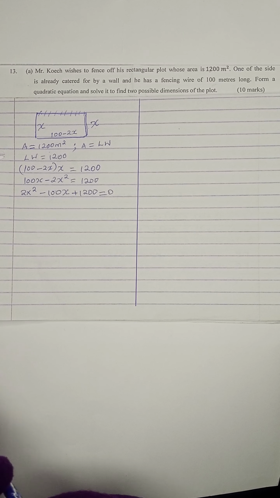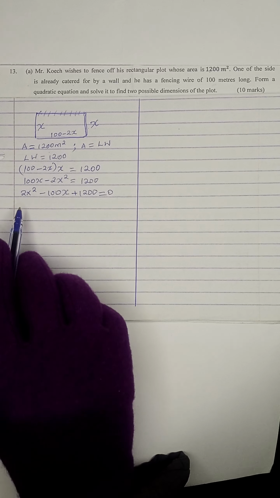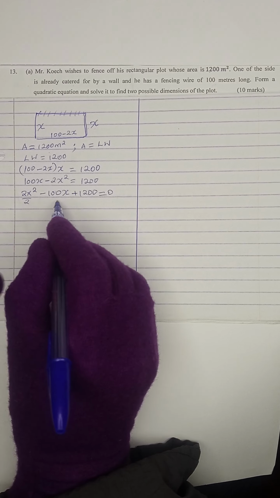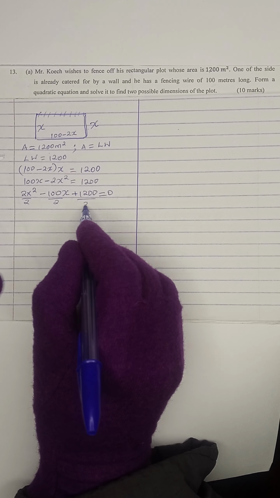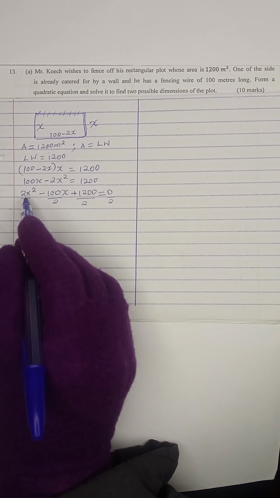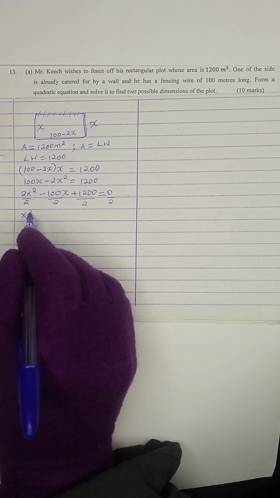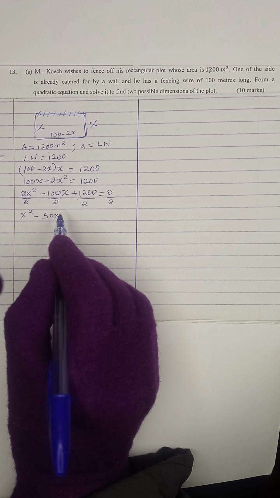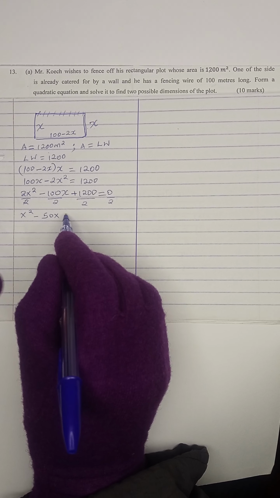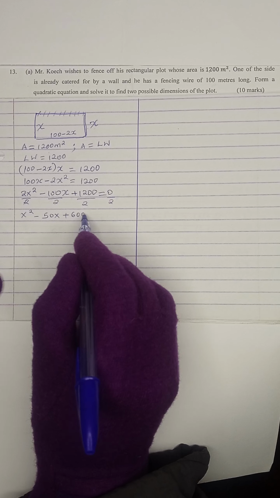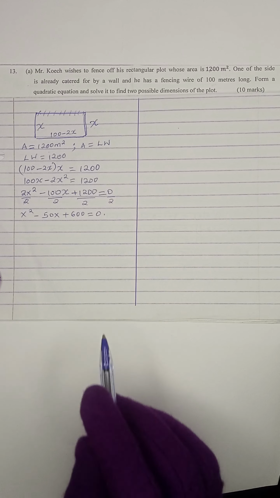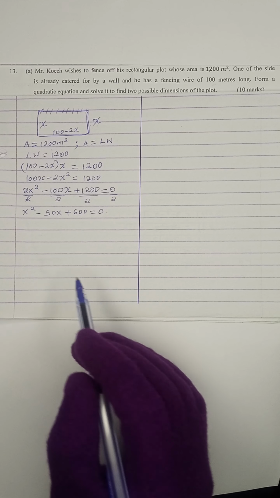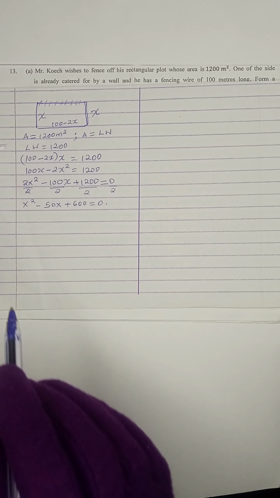So we come up with a quadratic equation, and as you can see, it can still be simplified by dividing through by 2. So divide here by 2, by 2, and by 2. So 2 will go here once, so we'll have x squared. 100 divided by 2 is 50x. Then 1,200 divided by 2 is plus 600, which will be equal to 0. So you can now solve by a method that you find appropriate or easier for you. Some would use completing the square, some would use the quadratic formula.